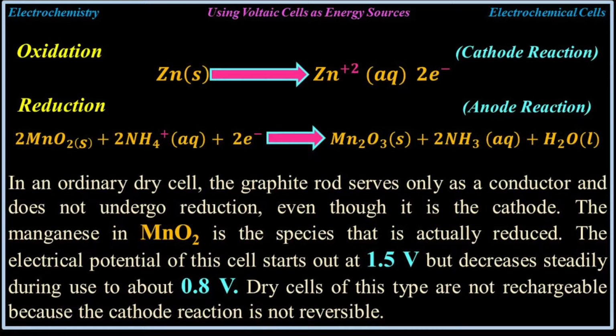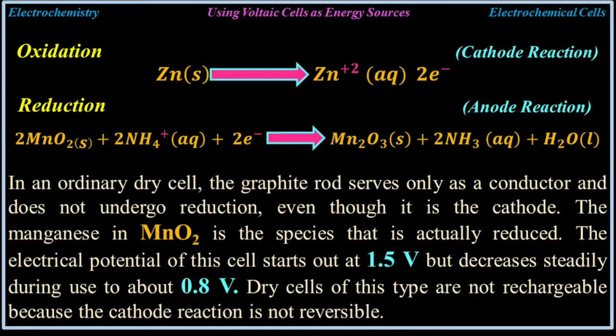The half reactions for this cell are shown below. Oxidation is the zinc yielding zinc 2+ plus 2 electrons, that's the anode reaction, and the reduction at the cathode reaction is 2 MnO2, manganese(IV) dioxide, plus 2 ammonium ions plus 2 electrons yields manganese(III) oxide plus ammonia plus water.